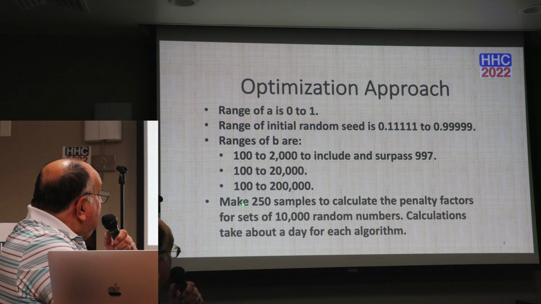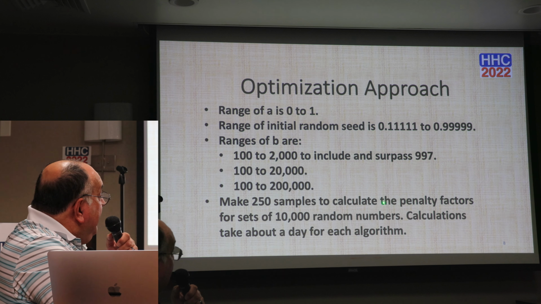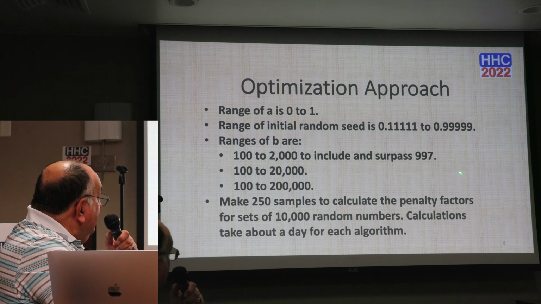What I do is I make 250 samples to calculate penalty factors. So I have 250 of those, generated from sets of 10,000 random numbers each.